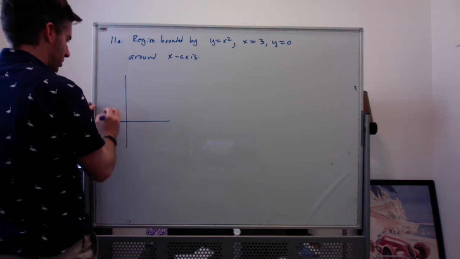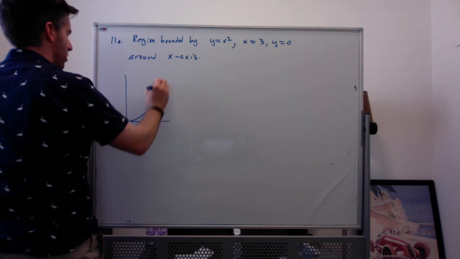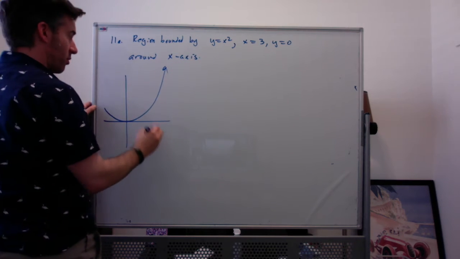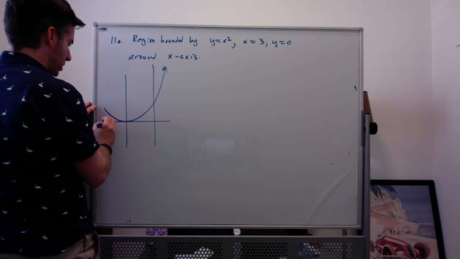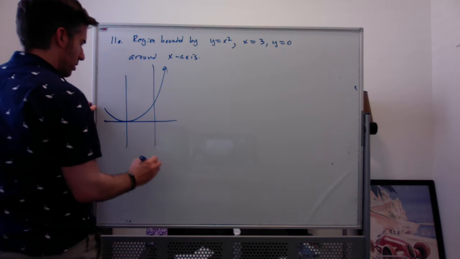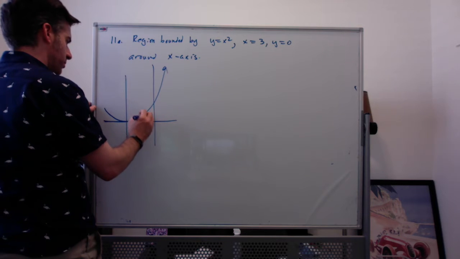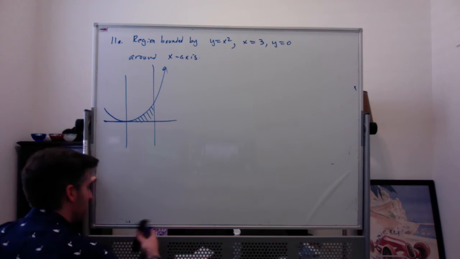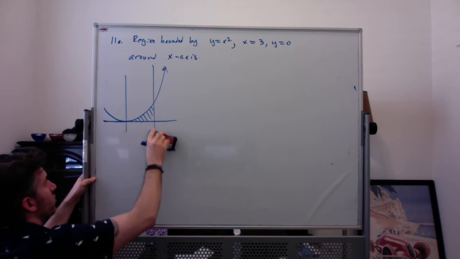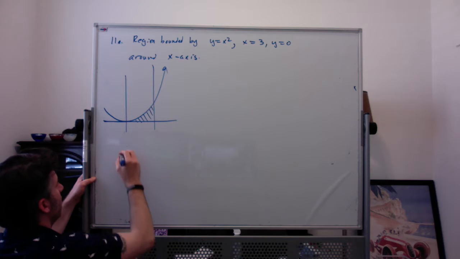y equals x squared looks like your usual parabola. x equals 3 is a vertical line, and y equals 0 is the horizontal line, the x-axis. So I'm going to get this region here, because that's the region that has all those as boundaries. You don't need to draw the next picture, but you could, and see that it's going to revolve, right?